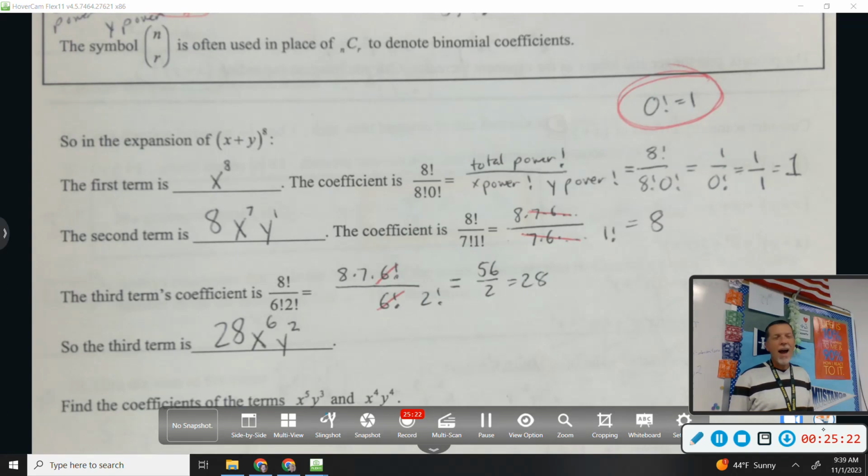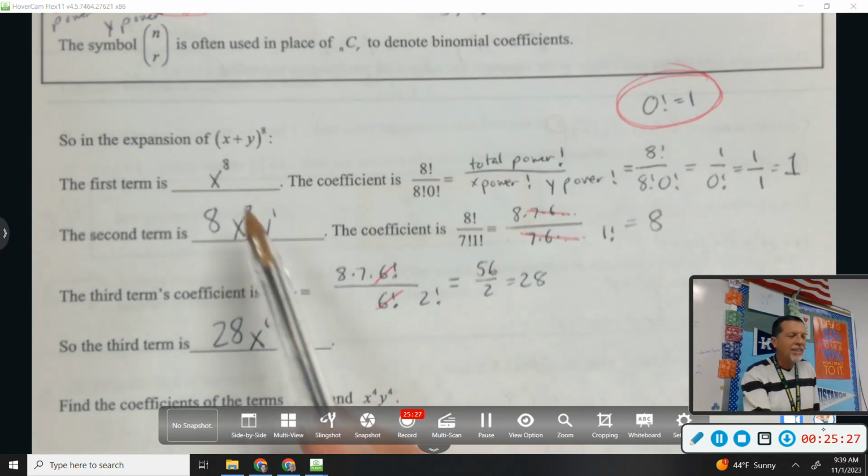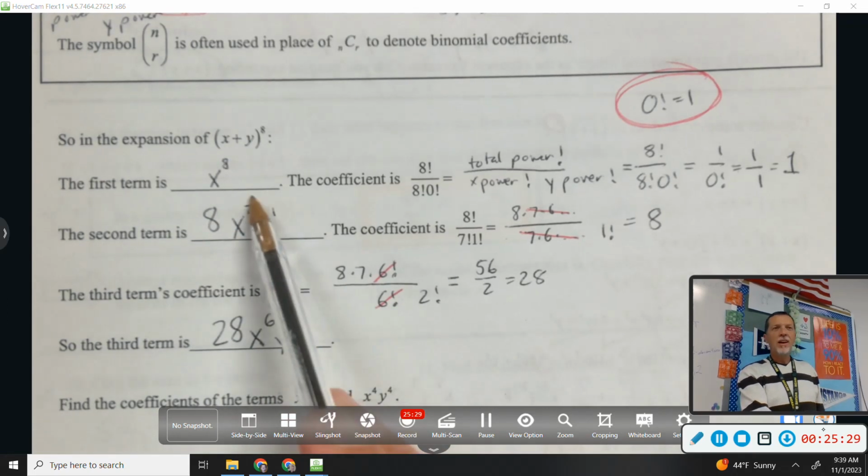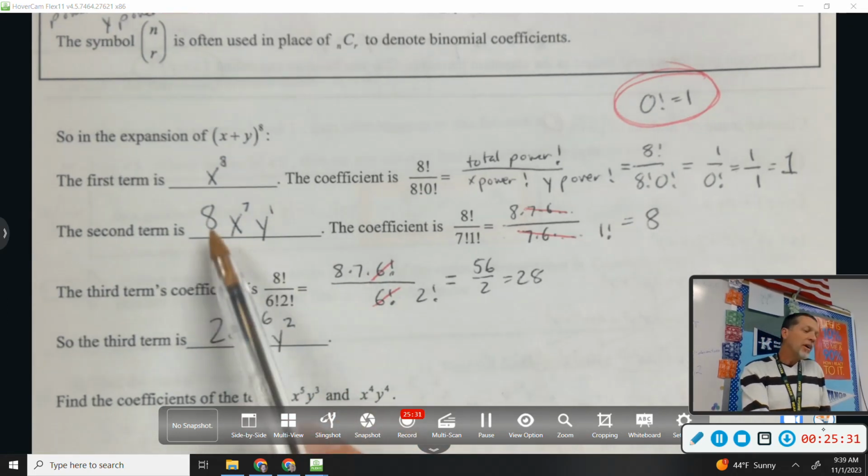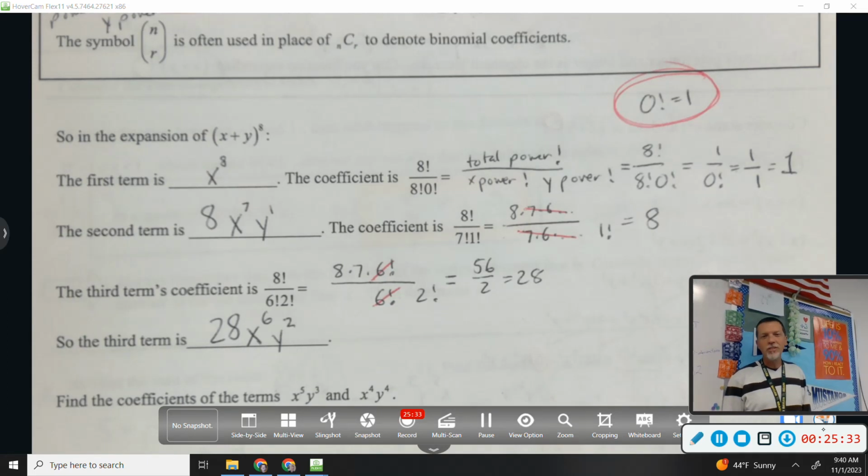It's very much a pattern, and once you get the pattern, it's like, oh, this is weird, but it's not that bad, because I know what the x's are doing, I know what the y's are doing, and now I know how to get the coefficients. The coefficient's a little bit weirder, but I know how to get the coefficients.